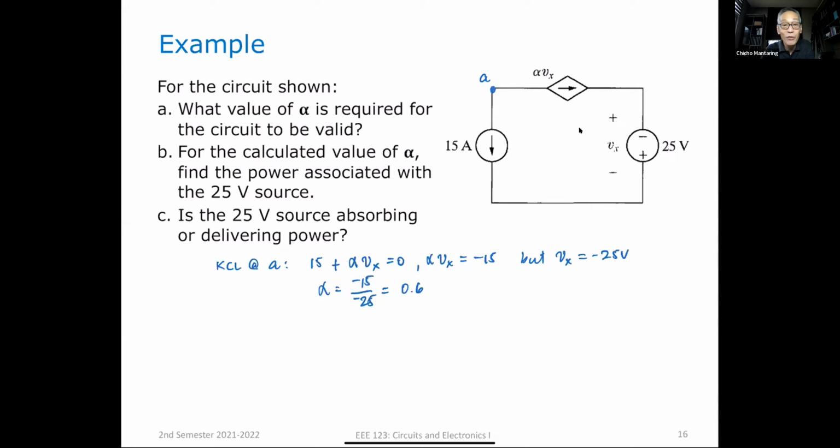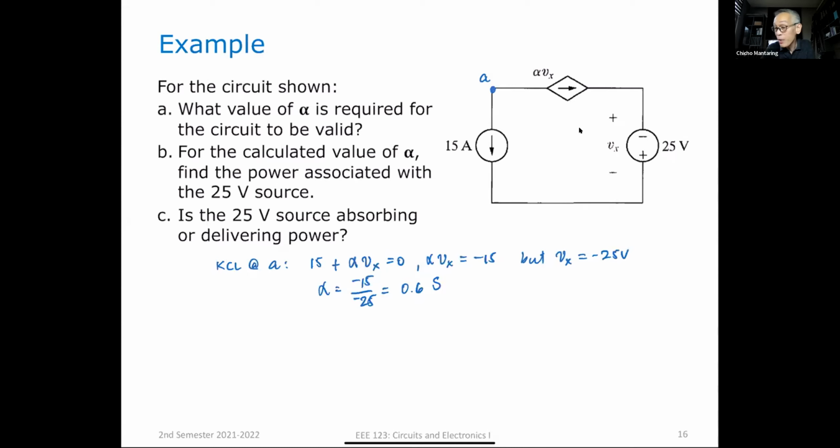What units? Don't forget the units. What are the units of alpha? Anyone? Siemens, correct. Very good. So the units is in Siemens.